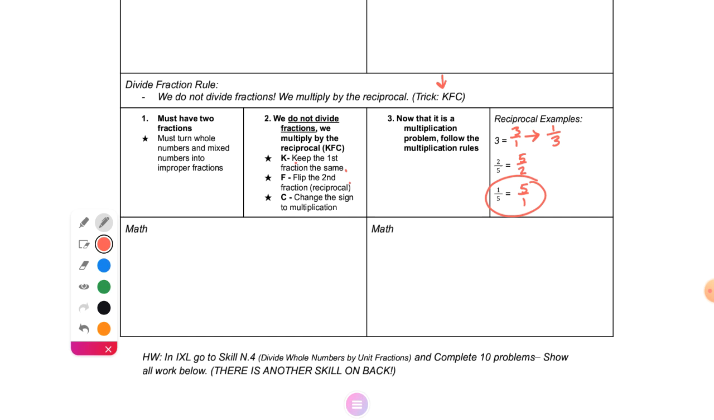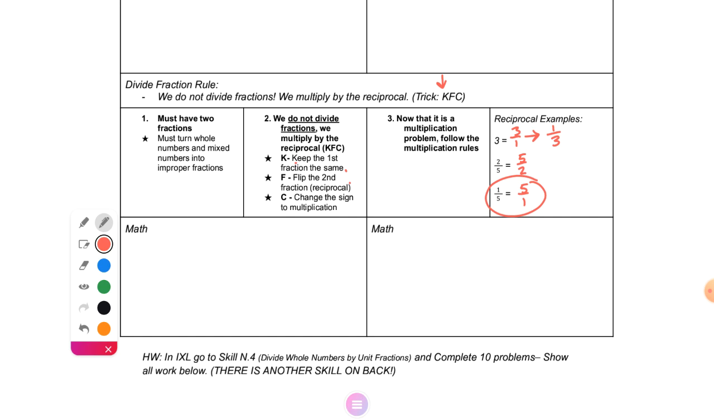So I'm going to go back over here because I skipped it. First, we must have two fractions. It's just like dividing. We cannot divide mixed numbers. We cannot divide whole numbers. We have to change them to improper fractions first. Don't have to worry about that today. Okay? And then once you do the KFC, you now have a multiplication problem.